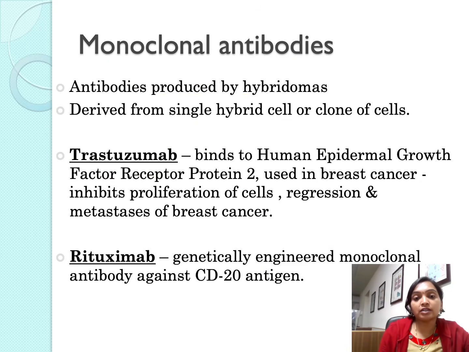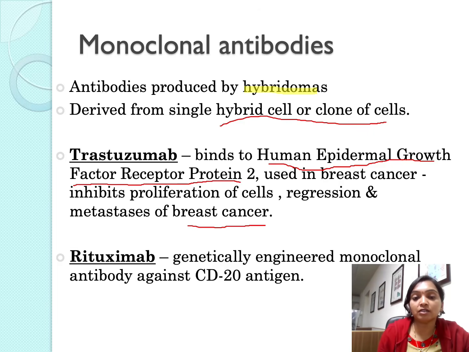The next newer drug delivery system is the monoclonal antibodies. So these antibodies are obtained from hybridoma technology, okay, from single or multiple clones of cells. Okay, so trastuzumab is a monoclonal antibody which will bind to human epidermal growth factor 2 protein receptor, and this is mainly used for breast cancer. They will prevent proliferation, improve the regression of cancerous cells, and prevent metastasis. Rituximab is a monoclonal antibody which is against CD20, and this is used in case of lymphoma.